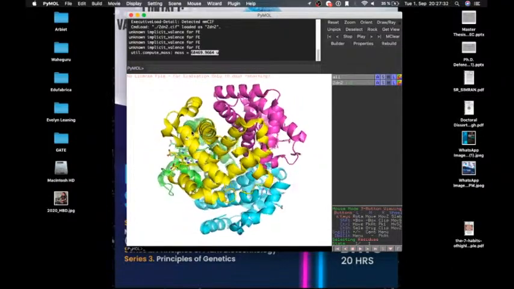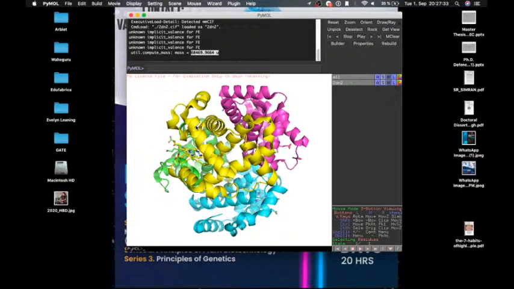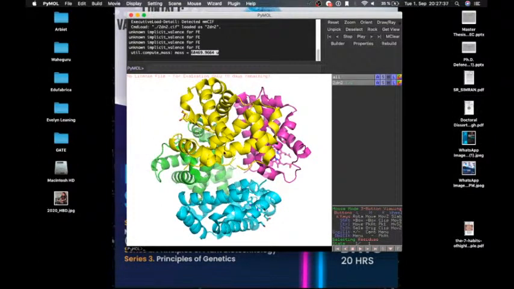1, 2, 3, 4, 5, 6, 7. There are around 7 alpha helix structures in this. So there is a lot of information that you can get out of it. So that was the basic idea about it.